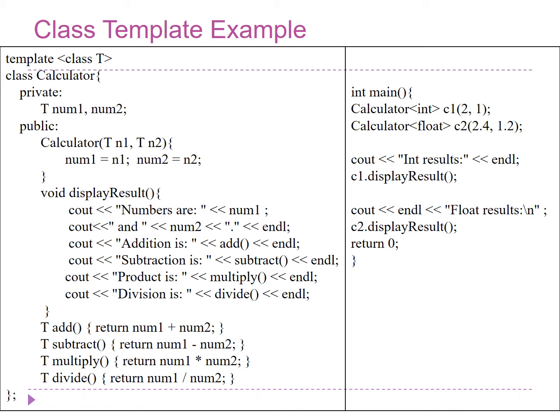When the C1 object is created, the member variables num1 and num2 are defined with data type integer. When the C2 object is created, the member variables num1 and num2 are defined with data type float. Hence, during object creation, the data types of the member variables are determined, because the class is defined as a class template.